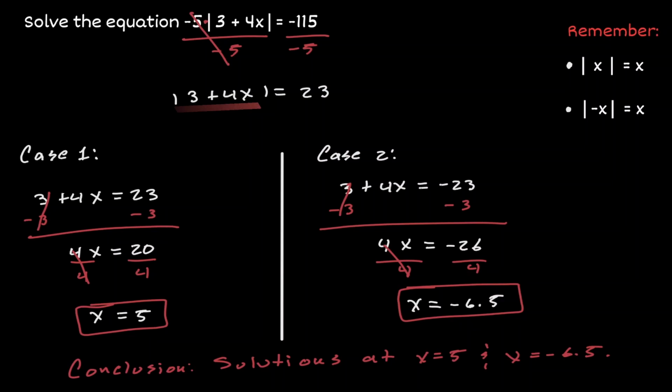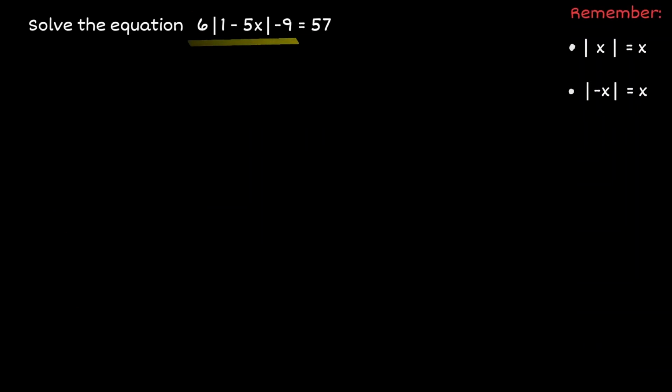Let's take a look at the following example. So here we have the same problem as the example before. Notice that the absolute value is not by itself. Here we are subtracting 9, and we're also multiplying by 6. So before we consider both cases, we have to eliminate the 9, and we have to eliminate the 6. Let's start by eliminating the 9. Let's add 9 to both sides.